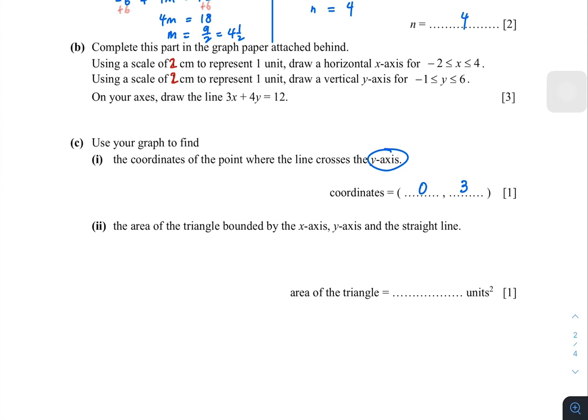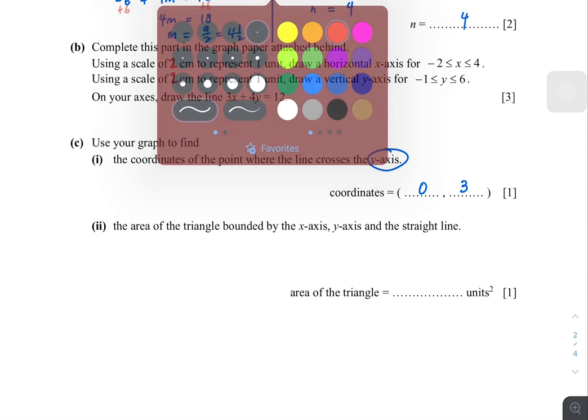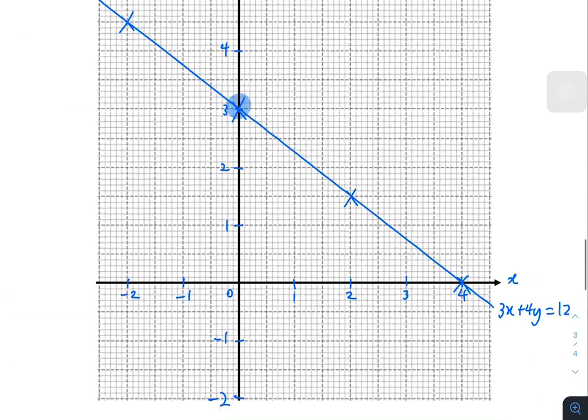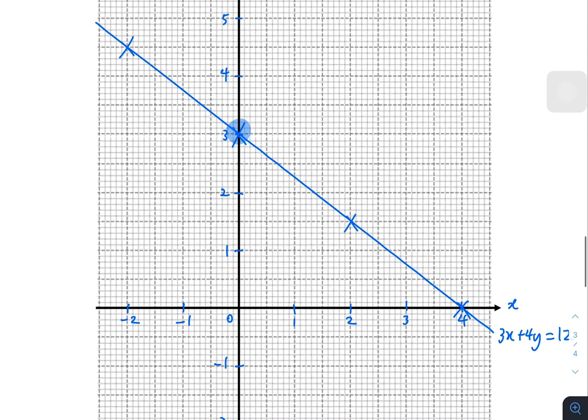Last but not least, find the area of the triangle bounded by the x-axis, y-axis, and the straight line. So we've got x-axis, y-axis, so we are actually looking at this triangle here. 1, 2, 3, like that. So what is the area of this triangle?